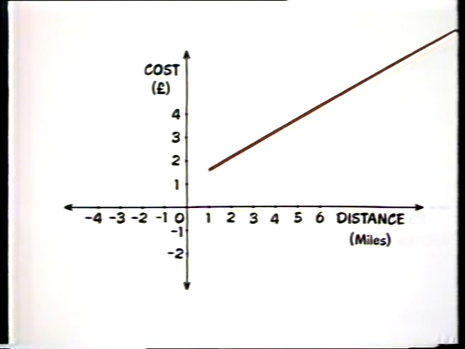Now, let's extend it back to see what happens there. 0 miles is going to cost me £1. He's going to agree to that. What does it mean when the line goes right back through the axis? Is he going to reverse back 2 miles and charge me nothing? Crazy.